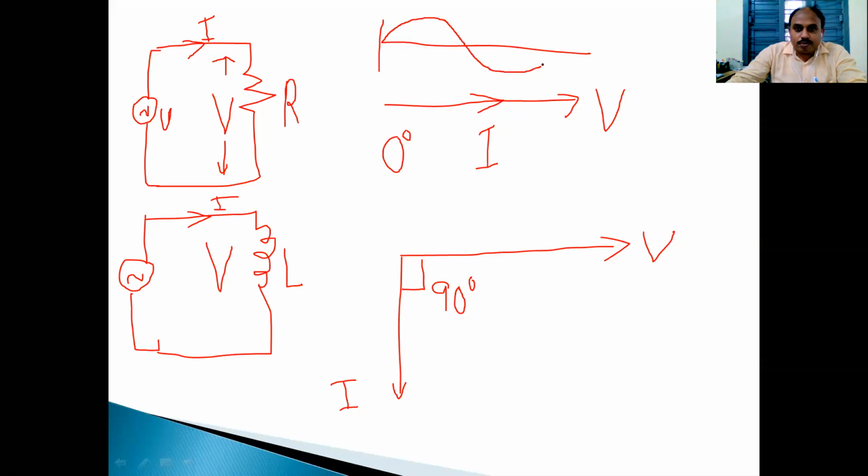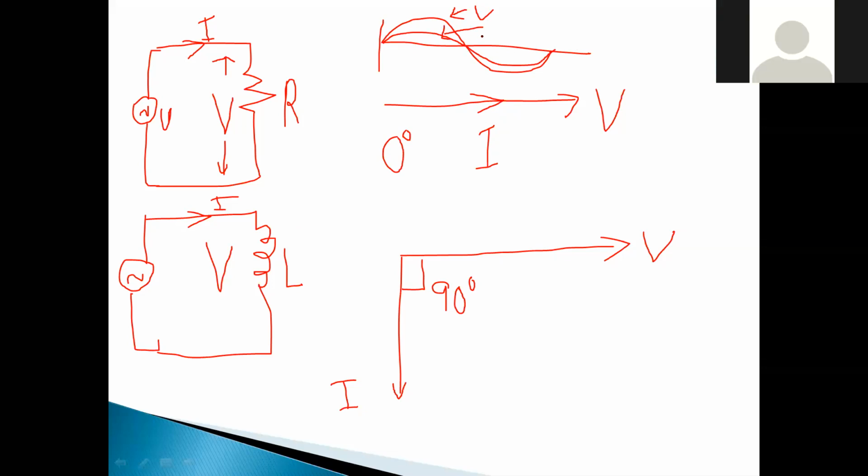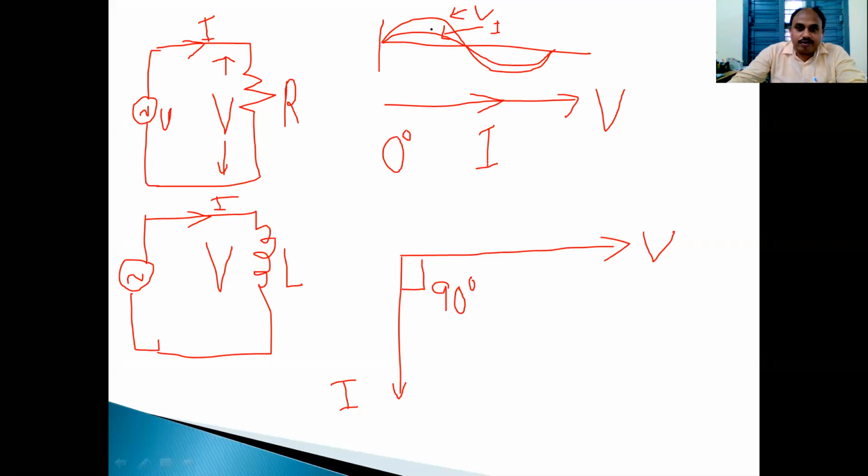So this is the alternating supply voltage. If this is the voltage applied across the resistance, the current in phase means it varies in this manner. This is the I value. That means voltage and current are both in phase, maybe having a magnitude difference, but the phase is the same. So this is the timing diagram, and this is the phasor diagram of the pure resistive load.